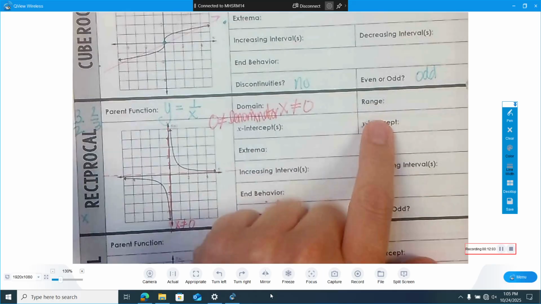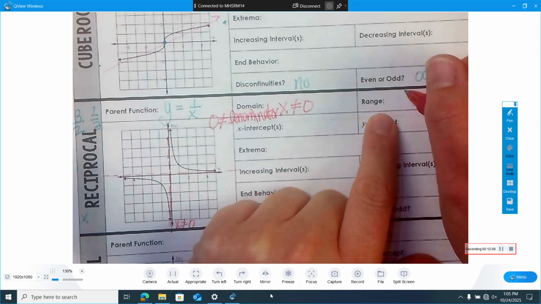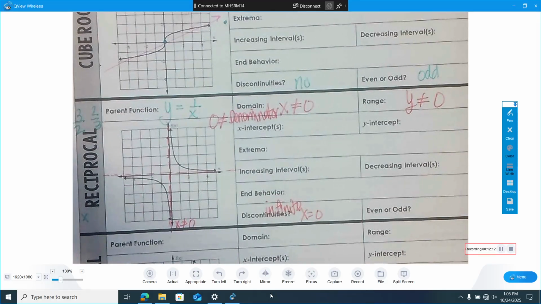All right, what about the range? What y values are we not going to get? Yeah, y can also not equal 0. But every other y value will be just fine, okay? Every other y value is on the graph somewhere.